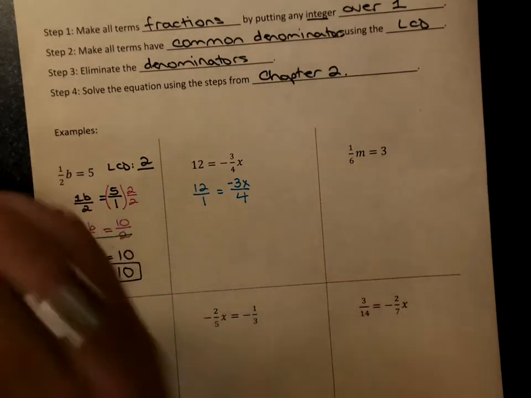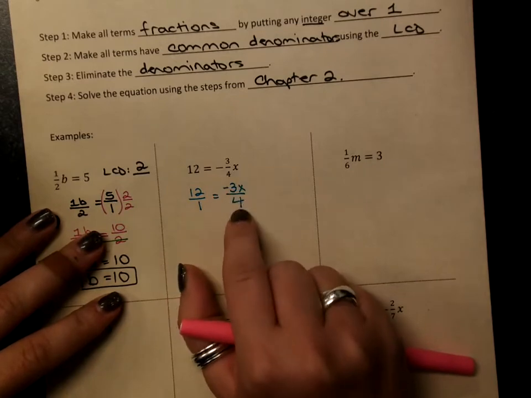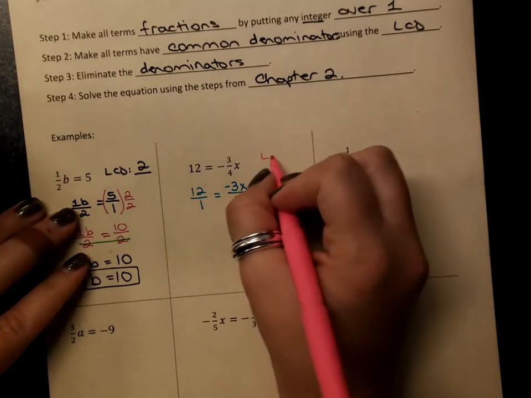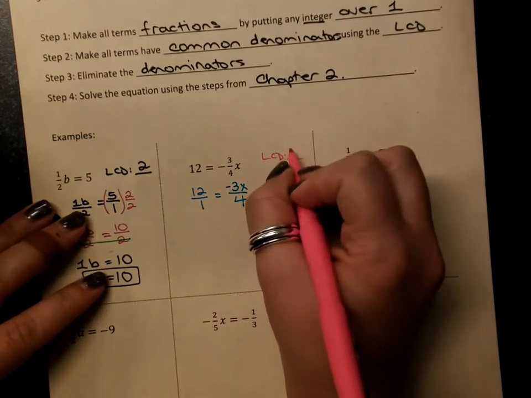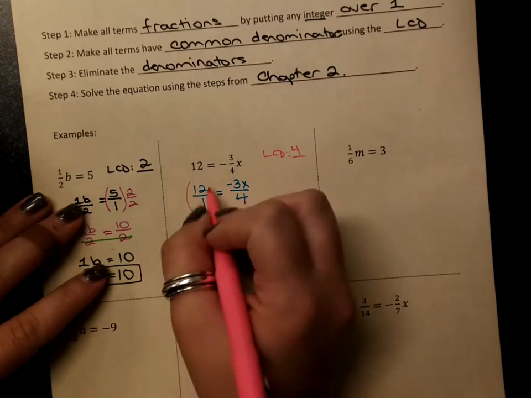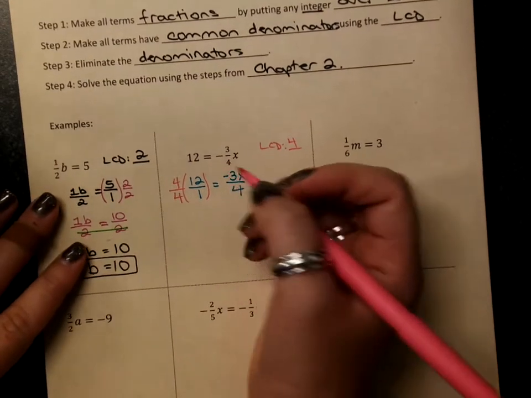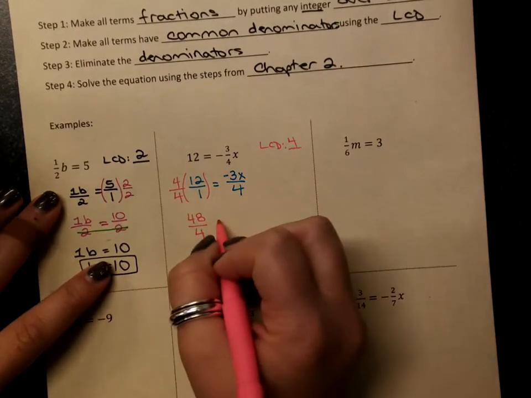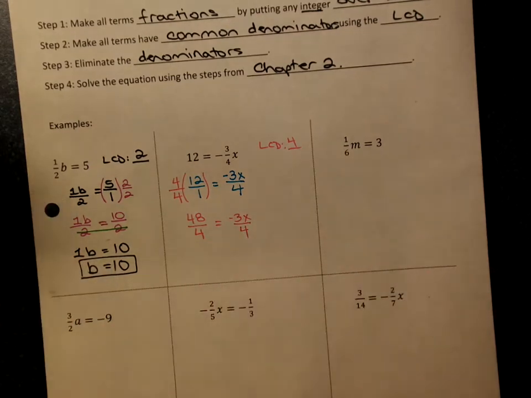Alright, I got it interrupted. So we put 12 over 1, negative 3x over 4. Now we're going to make an LCD between 1 and 4. That LCD would be 4. So we're just going to multiply this by 4 over 4. That makes 48 over 4 equals negative 3x over 4.